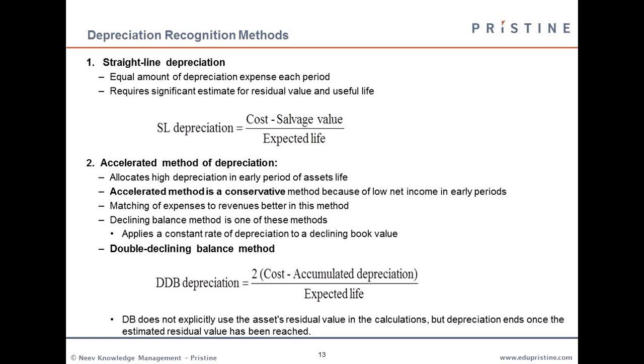In this declining balance method, you have several methods. The most popular among them is double declining balance method. Here what we do is simply double the rate of straight line depreciation. The formula used to calculate this is as shown. Here what we do is twice the cost minus accumulated depreciation by expected life. The point to note is we don't explicitly use the salvage value or the residual value in the calculations. But the depreciation ends once the estimated residual value has been reached.